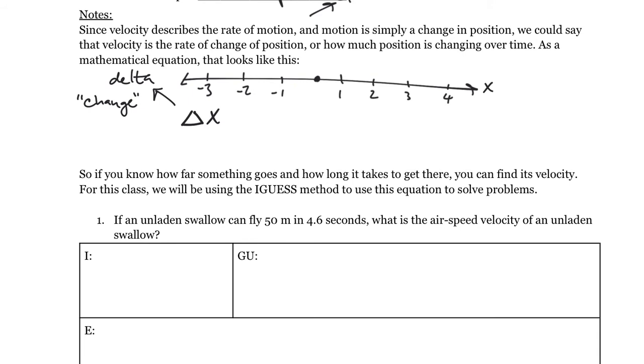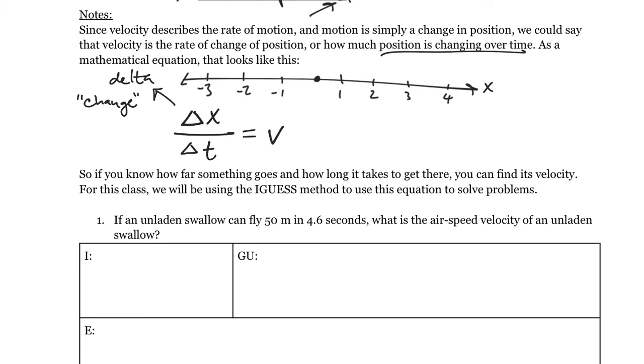Now, velocity is a rate of change over time. It's how much our position is changing over time. So when you're changing time, you would say delta for change and then t for time. Now, to actually get a velocity, you use both of those things, change in x and change in time, and you divide them. It's how much your x changes per change in time. And that equals velocity. Velocity equals change in x divided by change in time.